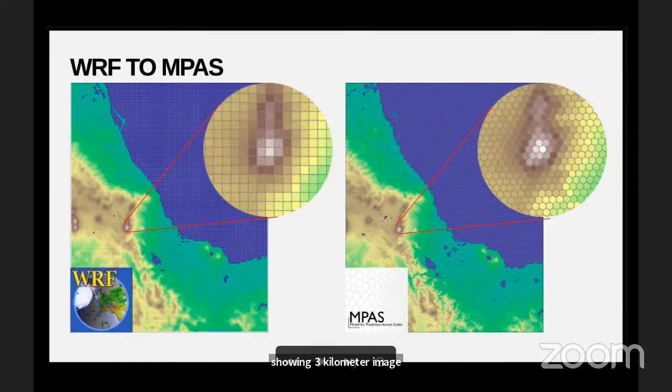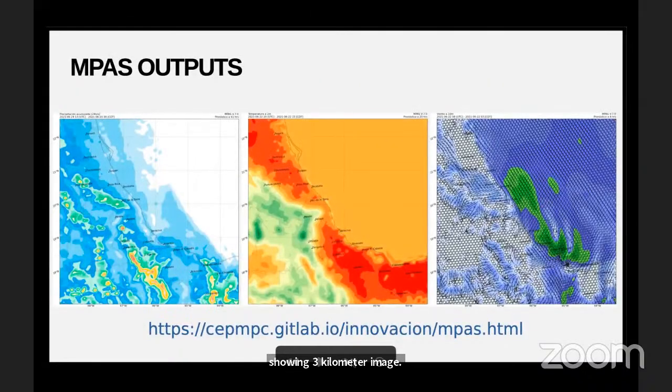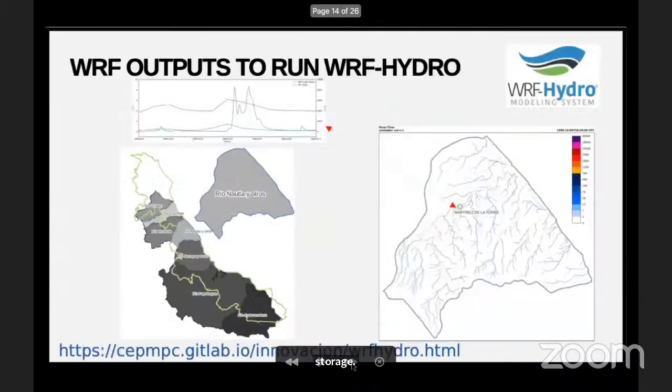Examples of precipitation, temperature, and wind maps with MPAS outputs and the link to the website. MPAS also ran operationally, but currently it's not running because we don't have storage. So you can see an old example.